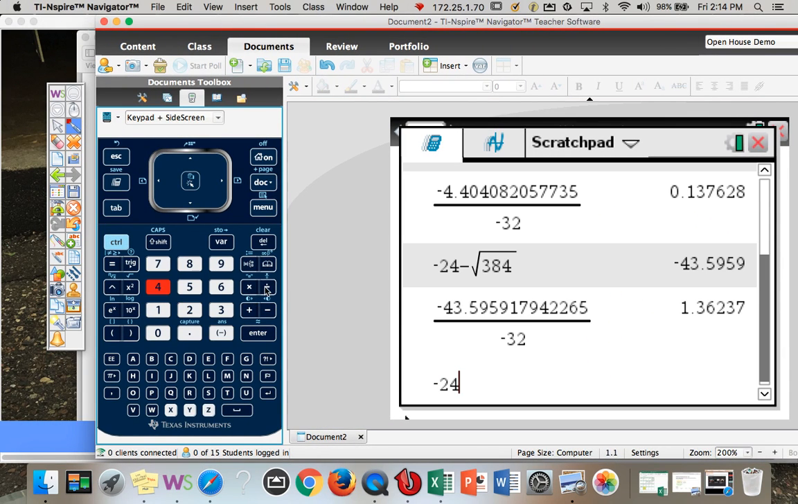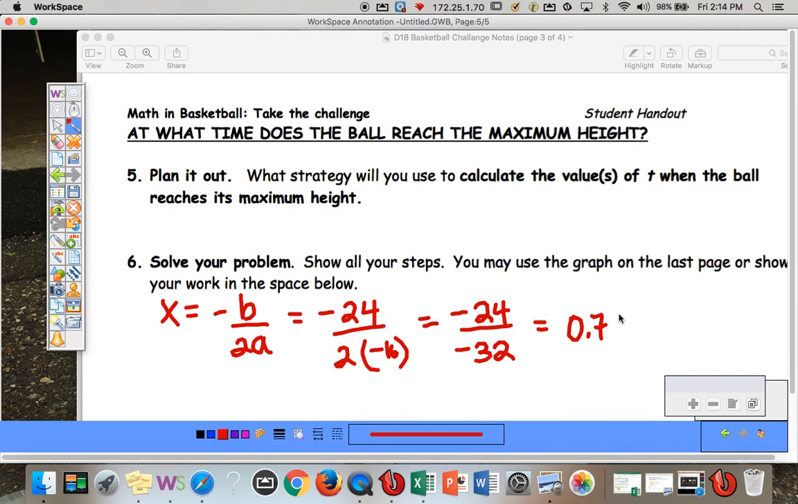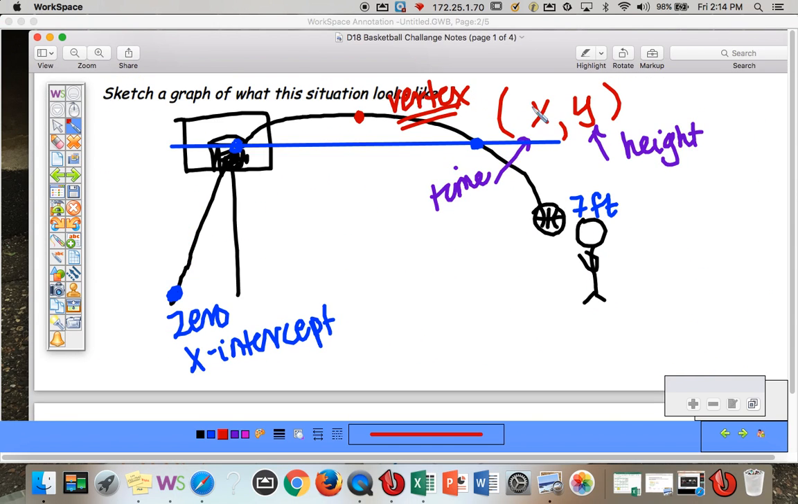Negative 24 divided by negative 32. All right, so after 0.75 seconds, at 0.75 seconds, it reaches its maximum height. So we found the x value. So time, when it reaches its maximum height, is the x value.